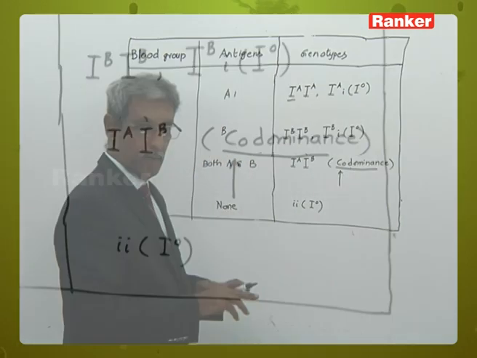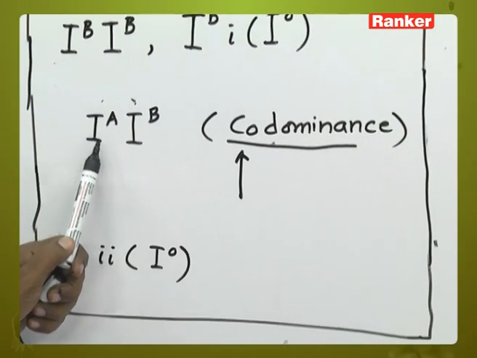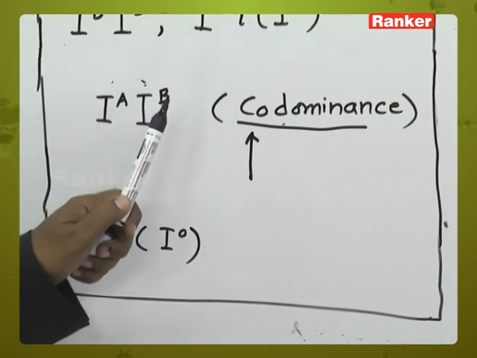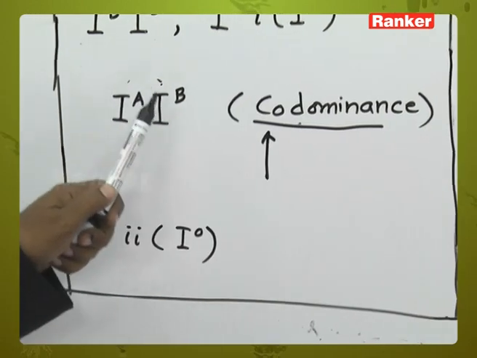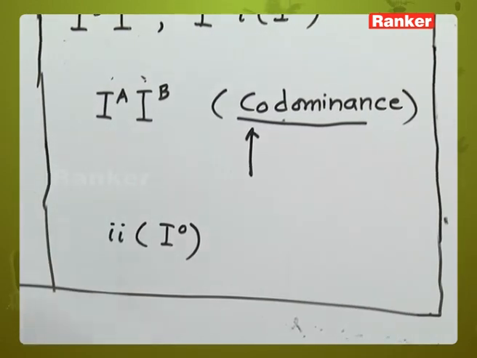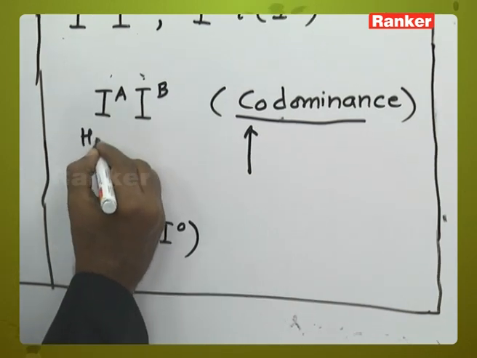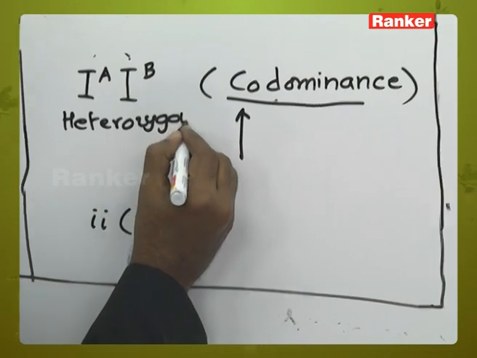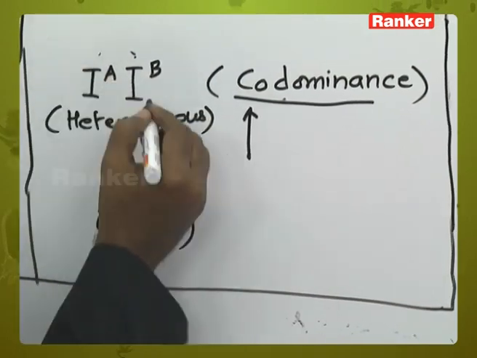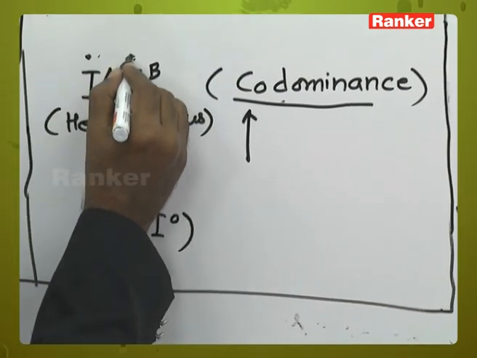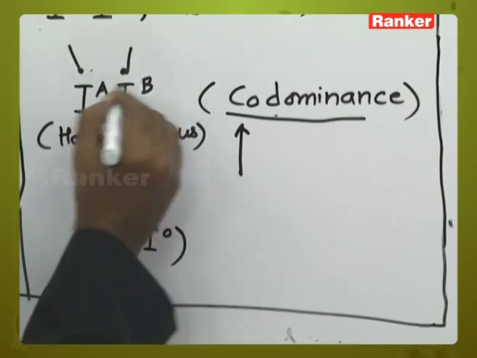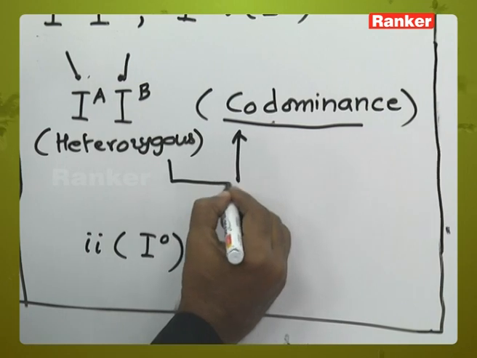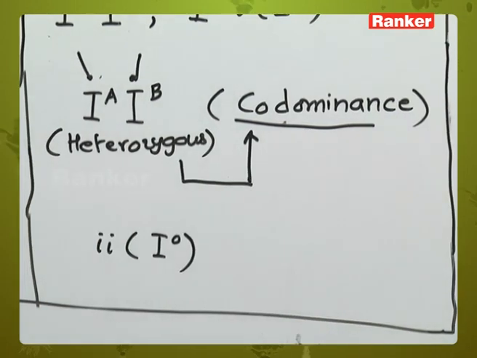Codominance. So we find that in codominance you got an IA and an IB. So both the alleles of a gene express themselves in the heterozygous condition. So this is the heterozygous condition, and you have both the alleles. This is one allele and this one is the second allele. Two alleles together are expressed in the heterozygous condition, and you call this sort of a condition codominance.